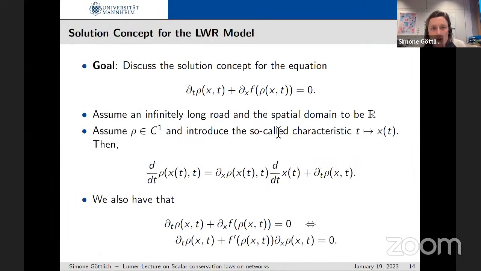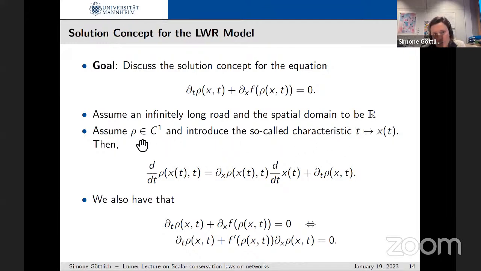What about solution concepts now for this kind of traffic flow model? I think it's important to mention here, otherwise it's hard to follow the discussion on the different types of solutions that might occur if we directly would skip into the network setting. So again, let's have a look at the conservation law here. And let's assume that we have an infinitely long road and the spatial domain to be the real line.